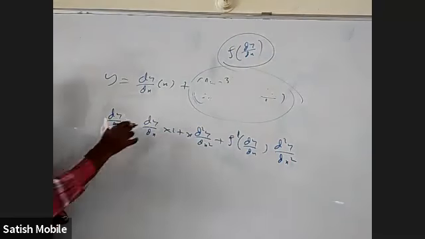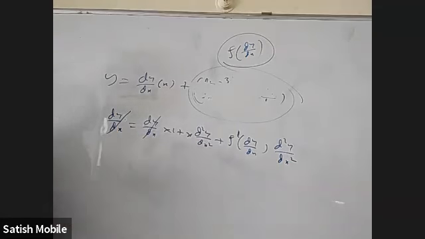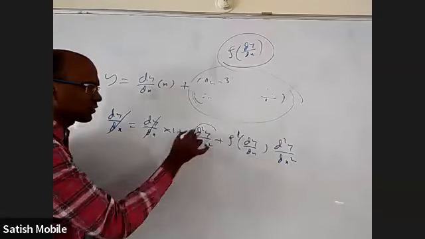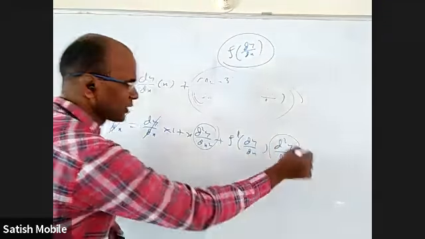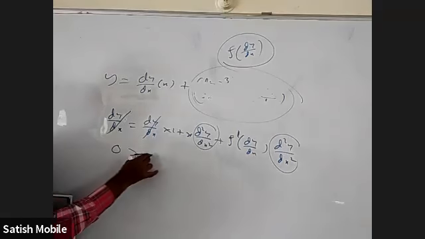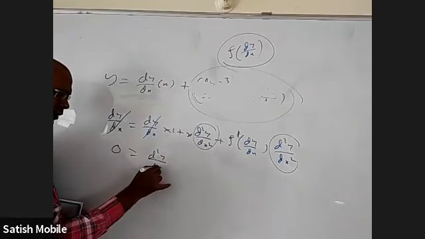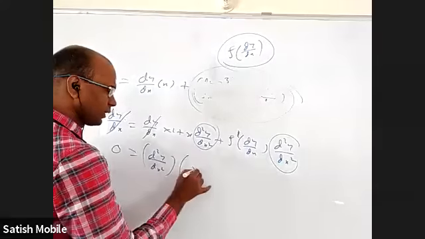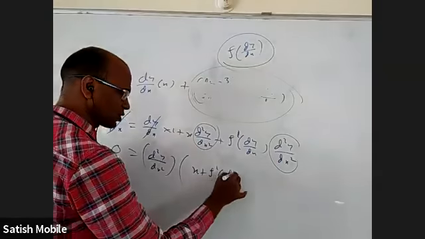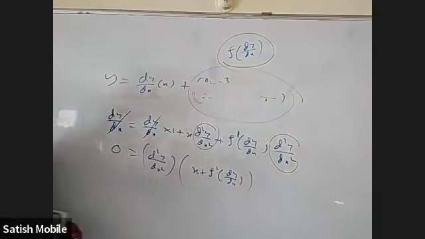Now you see what happens. dy by dx is getting cancelled. Here also d square y by dx square. Here also d square y by dx square. I can take common. So I'll get 0 equal to d square y by dx square into x plus f dash dy by dx. Okay.